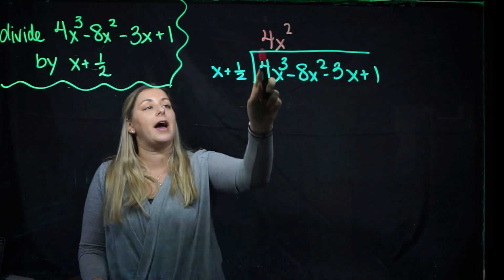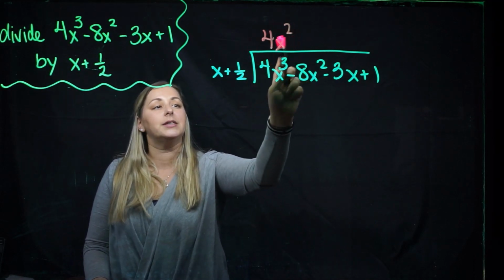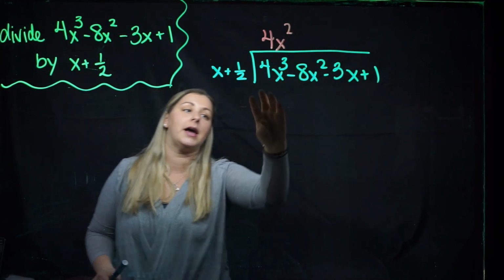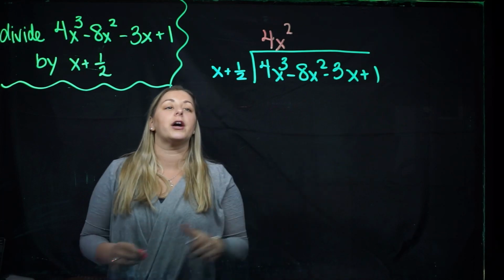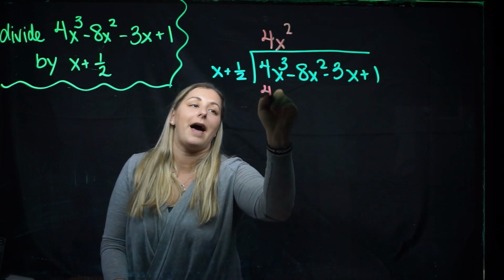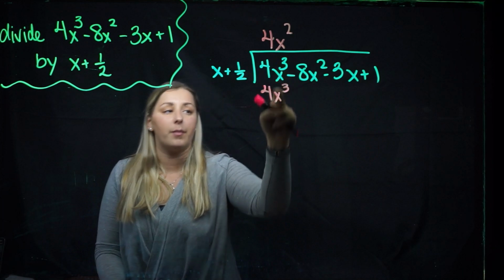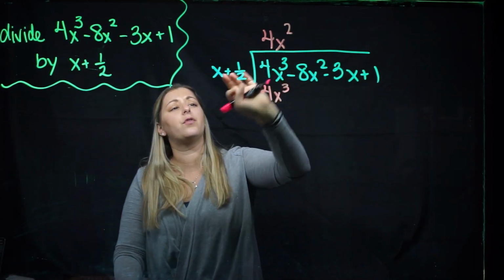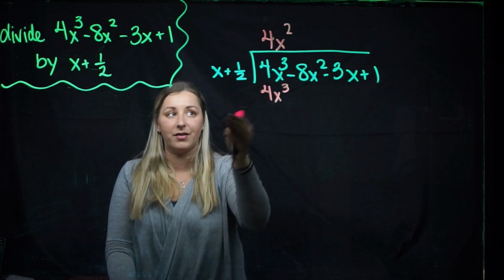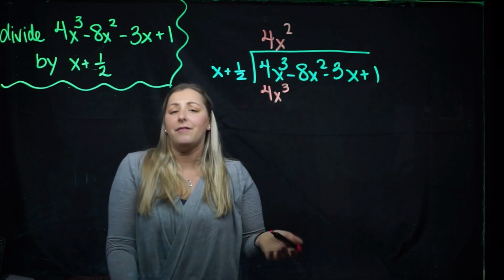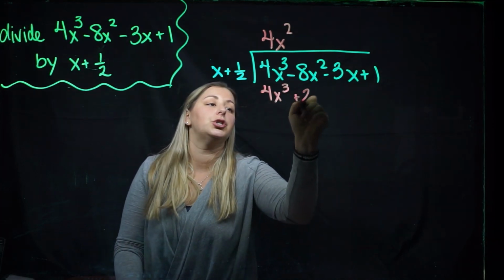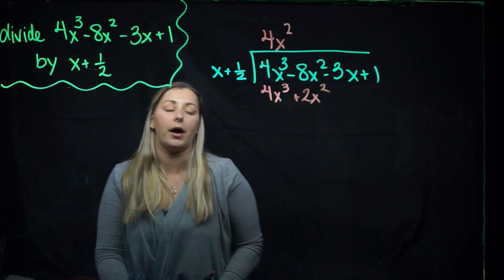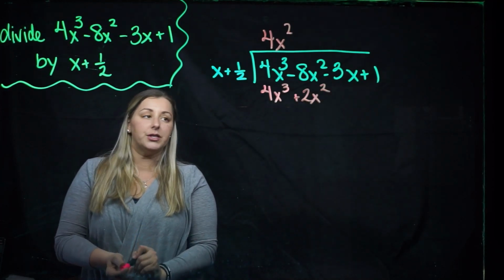So what you want to do now is you're going to take that top piece and you're going to multiply it by everything on the outside and place it underneath. 4x squared times x is 4x cubed. Remember, line up your degrees, make sure everything is aligned. And then 4x squared times a half, or what is half of 4x squared? And half of 4x squared is 2x squared.